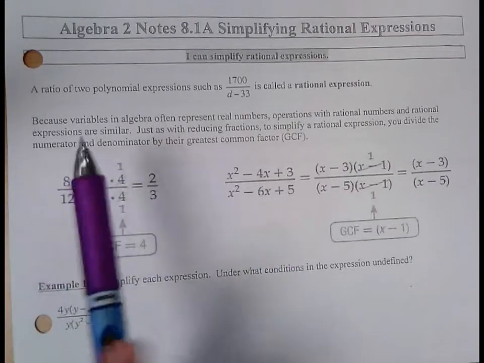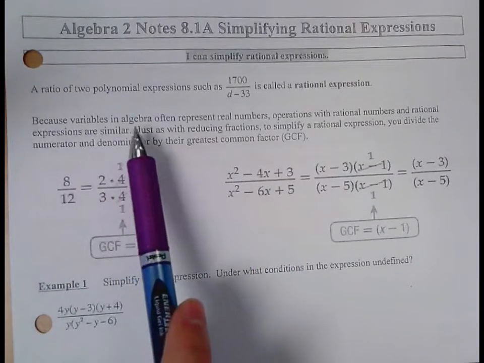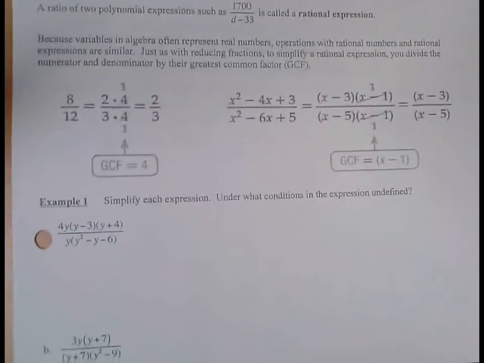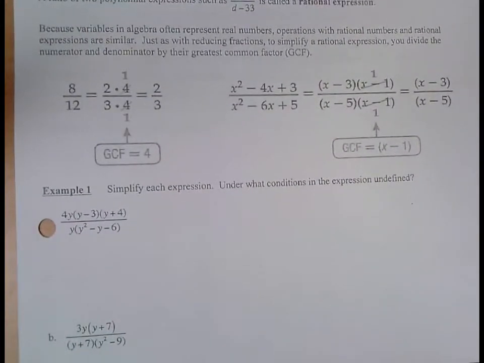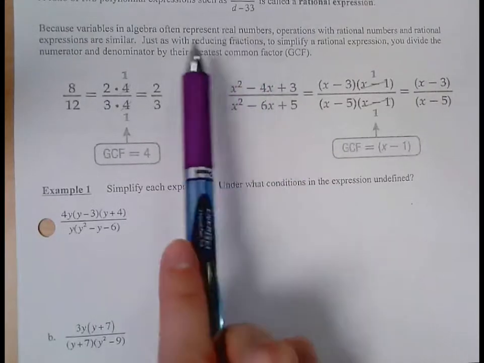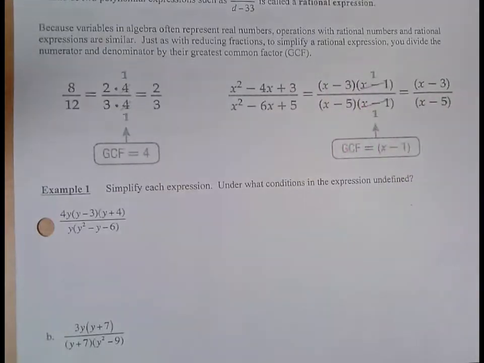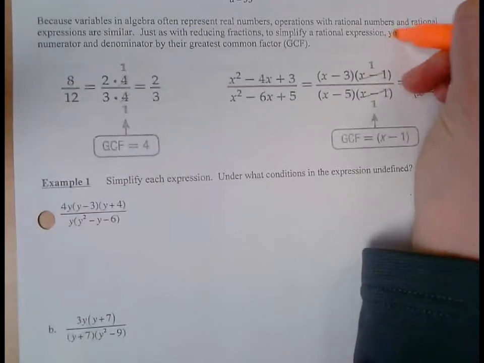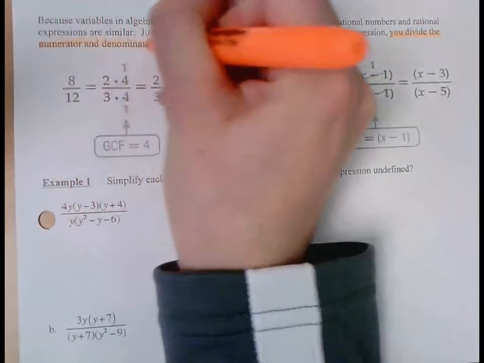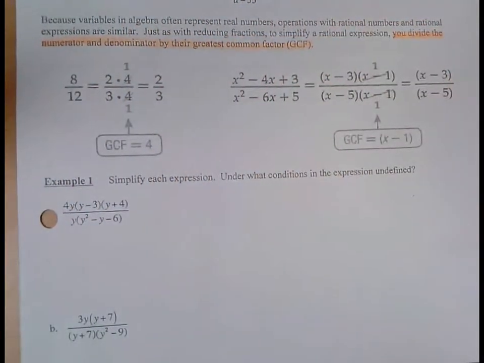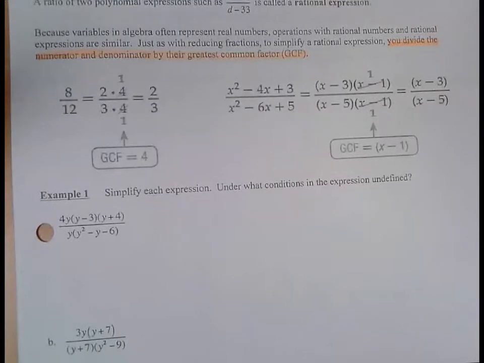And then this is explaining how to simplify rational expressions. So it says, because variables in algebra often represent real numbers, operations with rational numbers and rational expressions are similar. So just as with reducing or simplifying fractions, to simplify a rational expression, you divide the numerator and denominator by their greatest common factor, their GCF.